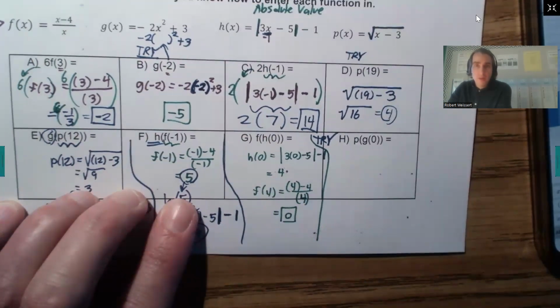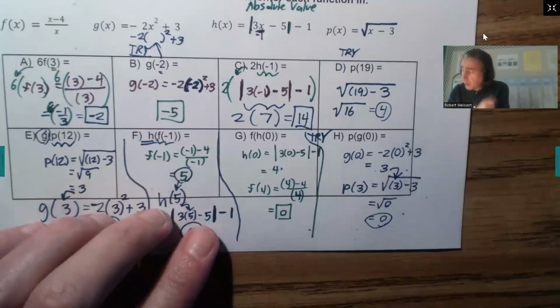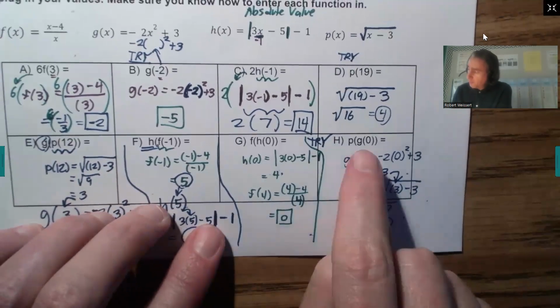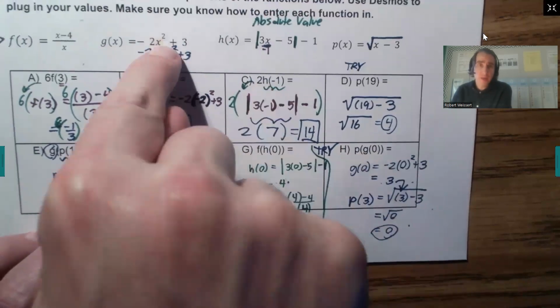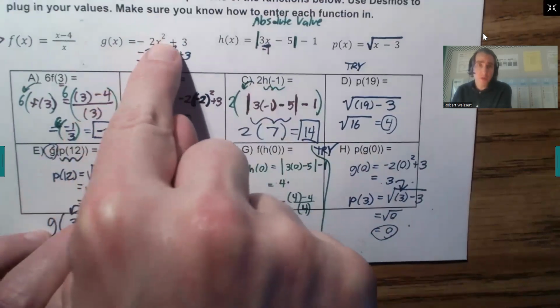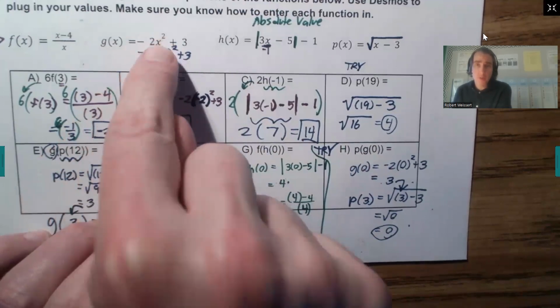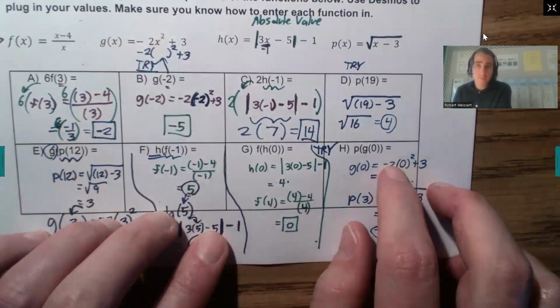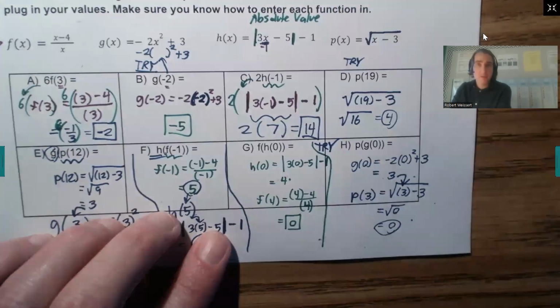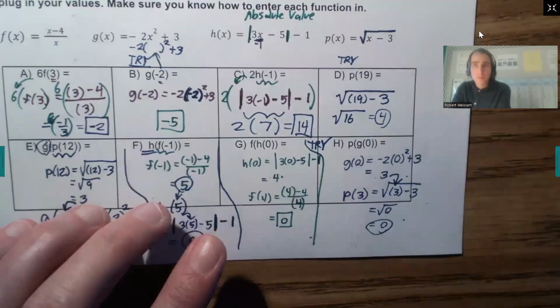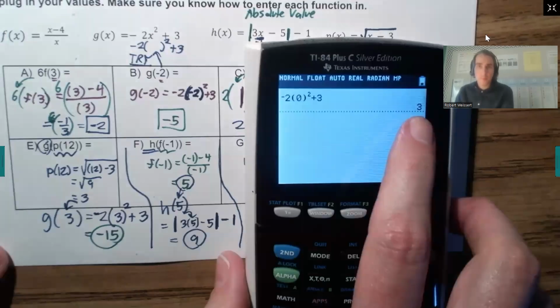All right, pause it again, try letter H. All right, for letter H, my answer is also 0. Here's how you get it. First, I'm going to do G of 0. I'm going to plug in 0 into this function here. And when I plug in 0 into x squared, negative 2 times 0 squared, that part ends up being 0. And adding 3 gives you 3. You can verify that on your calculator. And there you go for that portion of it.